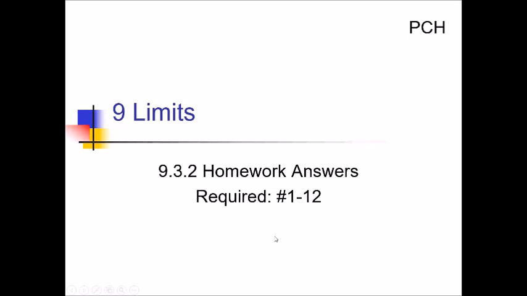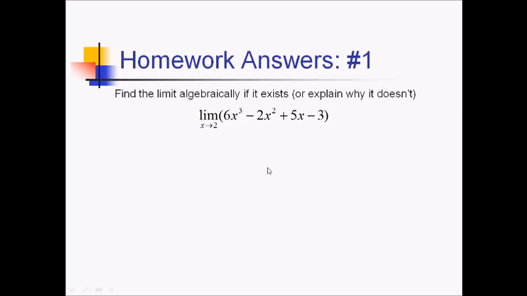On this problem, we're trying to find the limit as x approaches 2 of this polynomial. Since it is a polynomial and it's continuous everywhere, plugging in is going to give us the limit. So just plug 2 in for all the x values. We've got, let's see, 6 times 8 is 48. Over here, this is 2 times 4, so that's minus 8. Plus 10 minus 3. So this is going to be 40 plus 10 is 50 minus 3 is 47.